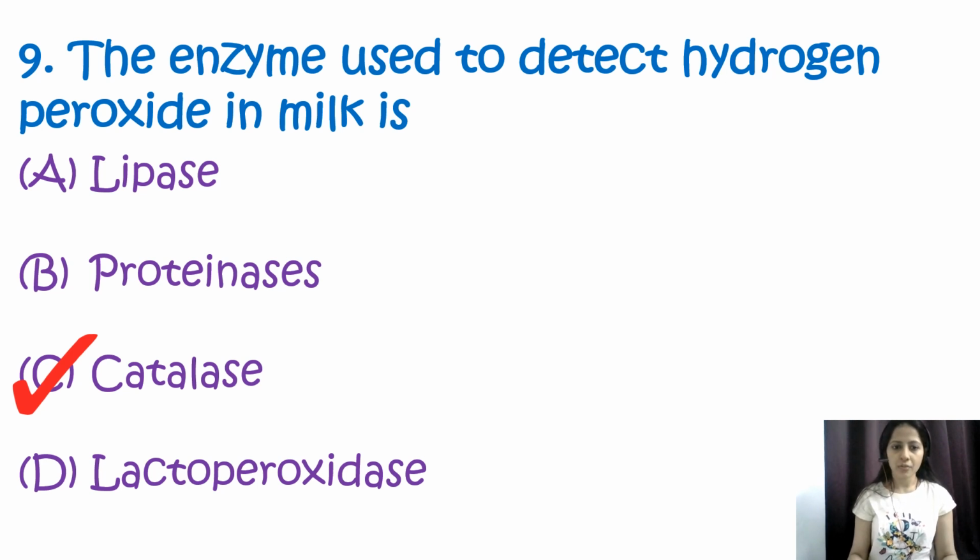Whereas lipase and proteinase are enzymes that catalyze the hydrolysis of lipids and proteins. Whereas lactoperoxidase is an enzyme that is found in milk and plays a role in antimicrobial defense systems, but it is not typically used in the detection of hydrogen peroxide. So over here my correct option will be C, that is catalase.